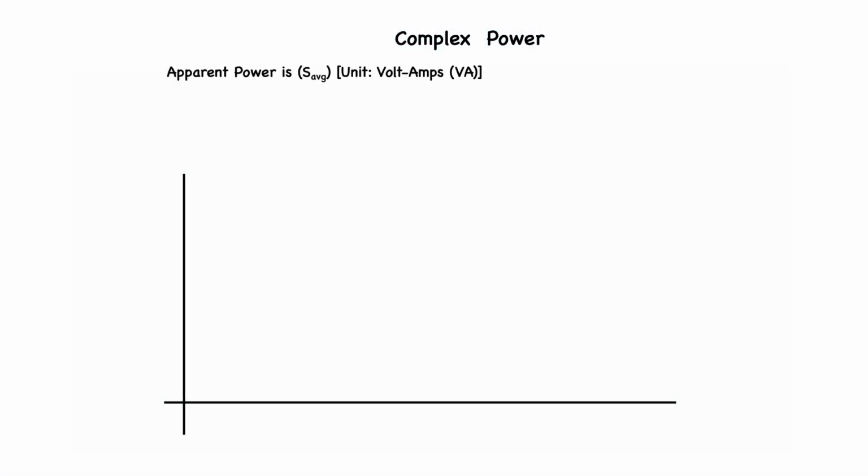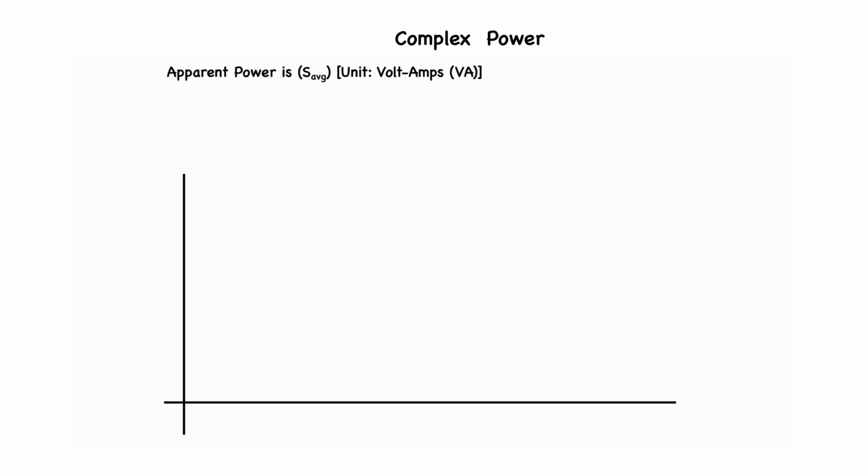So far, we have discovered that if we take the magnitude of the current in RMS values and multiply it by the magnitude of the voltage in RMS terms, we will come up with a term known as apparent power, which is short formed with the letter S average, and its units are volt amps, whose short form is VA.